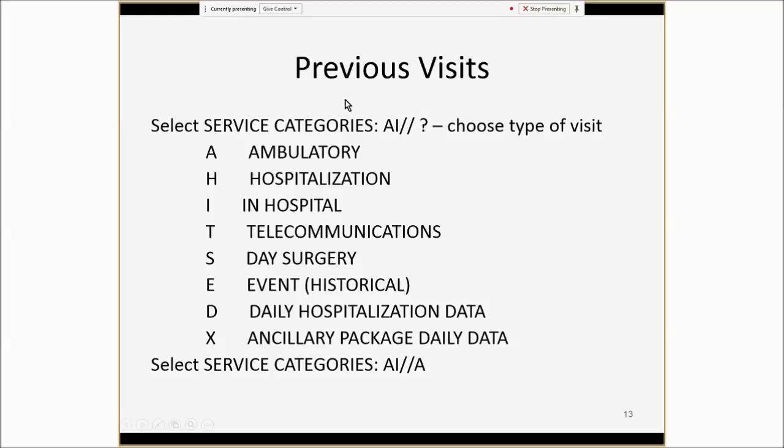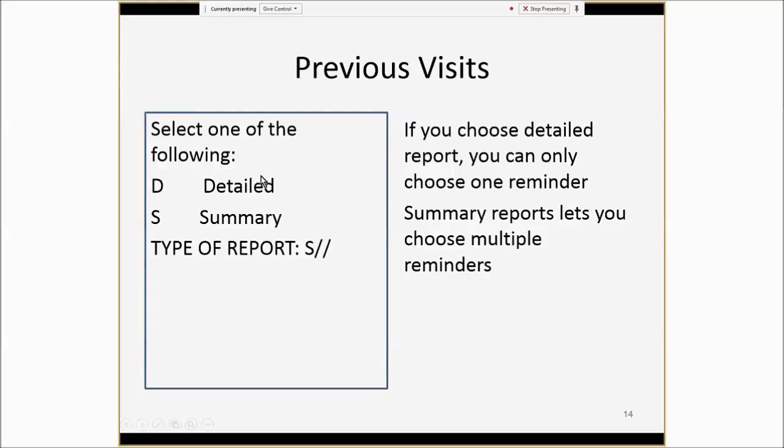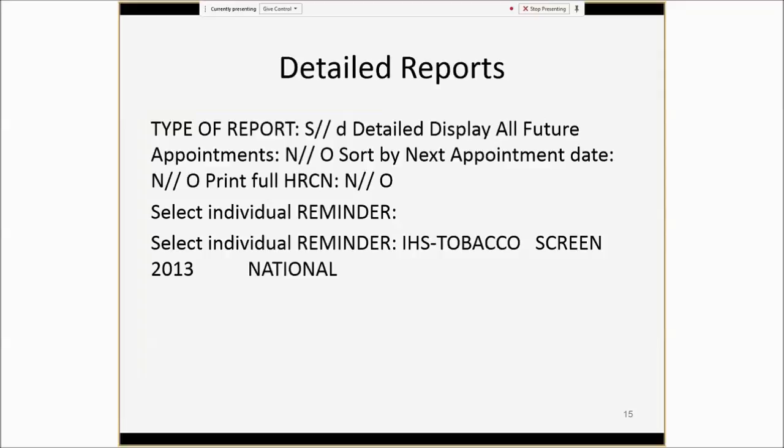Then you're going to select service category, and I'm going to select A for ambulatory. If you choose a detail report, you can only select one reminder, and if you select a summary report, it'll let you select multiple reminders. I'm going to select detail report. I'm going to have it not sort by appointment date and not print the medical record number. And the particular reminder I'm going to select is IHS tobacco screening 2013.